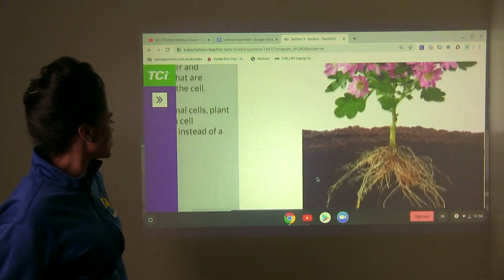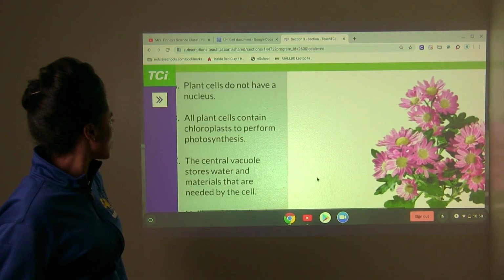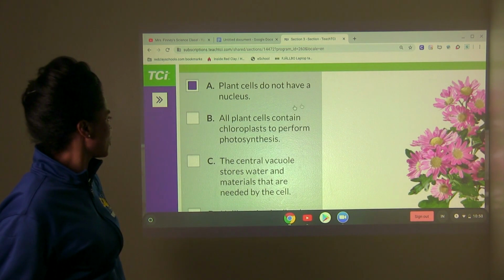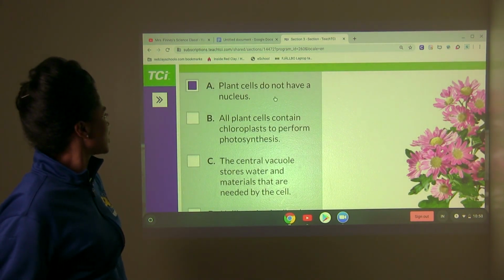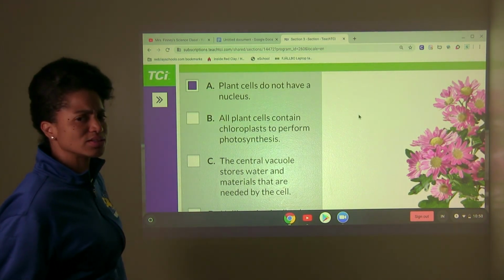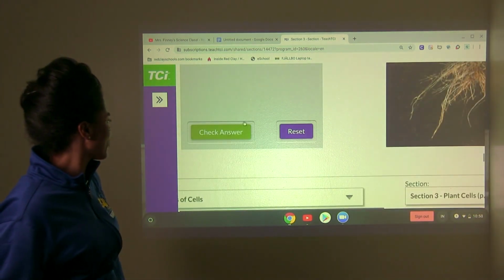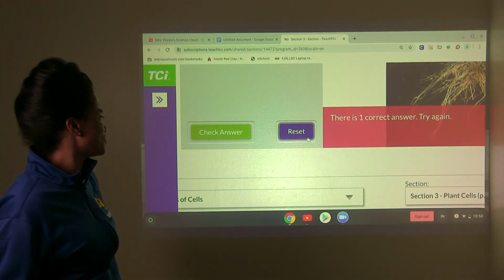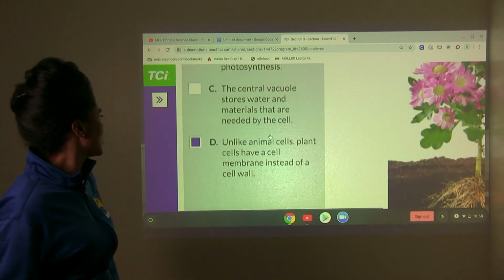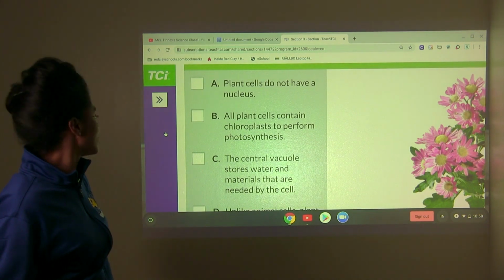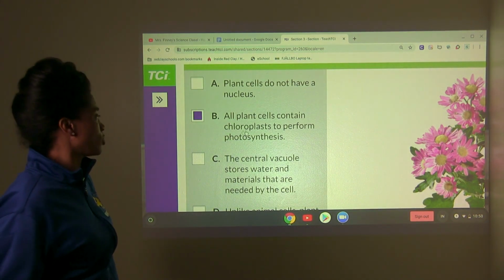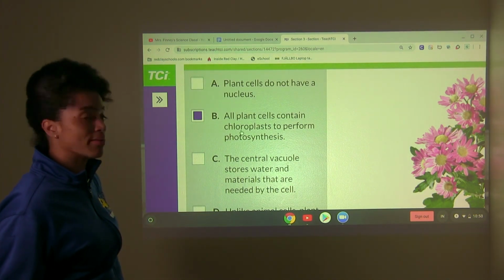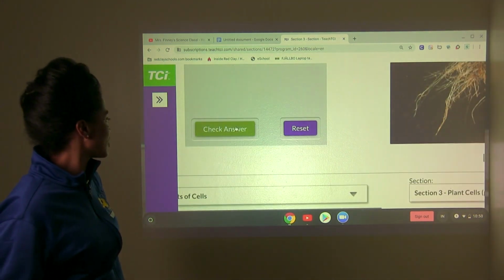Check out the picture. Talking about plant cells today. Hey, you want to just check? We'll start with the top one, maybe. Plant cells do not have a nucleus. You want to go for that one? What do you think? Oh, try again. Hit reset. What about B? You want to try B? All plant cells contain chloroplasts to perform photosynthesis. What do you think? Should we try that one?